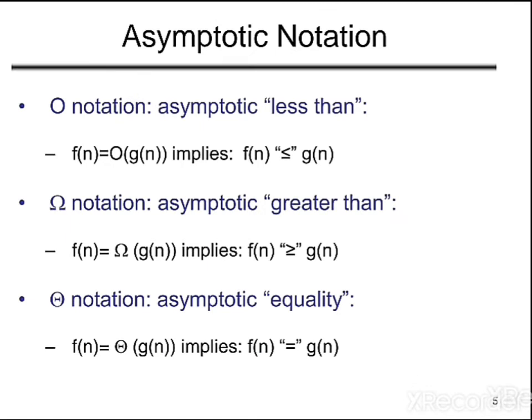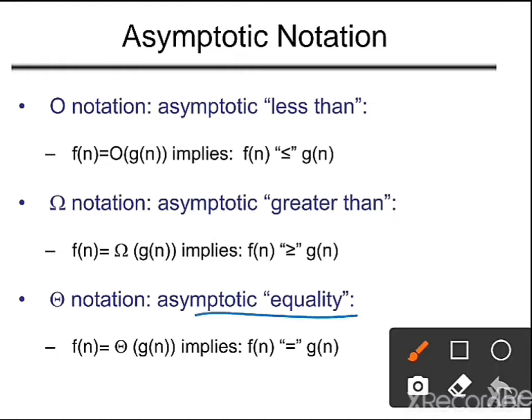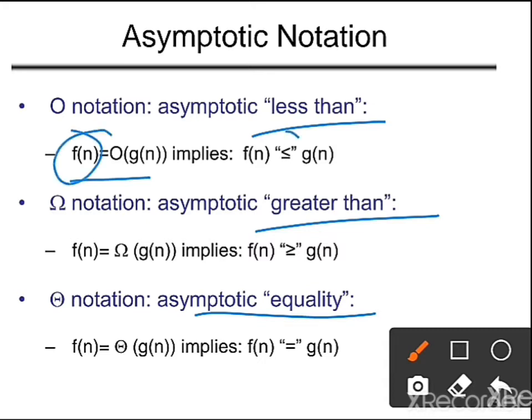Then there are mainly three types of asymptotic notations: big O, omega and theta notation. So here big O notation is asymptotically less than, omega notation is asymptotically greater than, and theta notation refers to asymptotic equality. Here f of n is equal to big O of g of n implies that the function f of n is less than or equal to g of n.